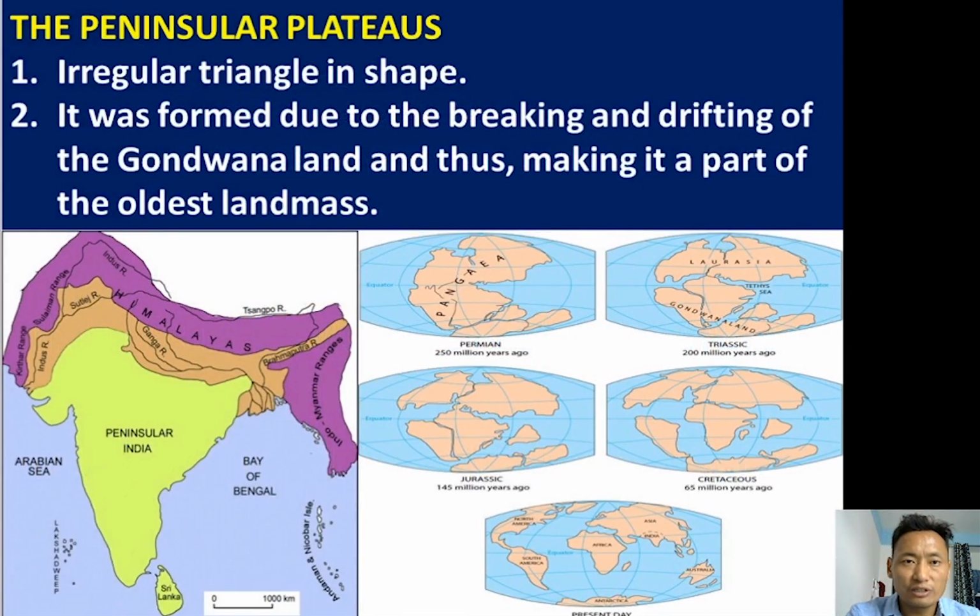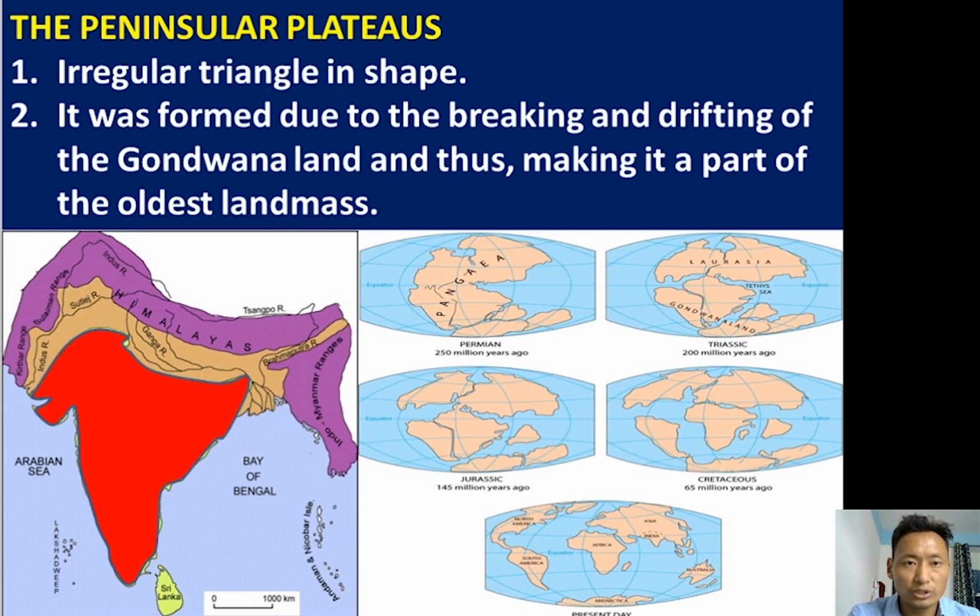So, the fourth physical feature of India that we are going to learn in this class is about the peninsular plateaus. The peninsular plateau of India is an irregular triangle in shape. This is the location of the peninsular plateau. This particular peninsular plateau was formed due to the breaking and drifting of Gondwana land.